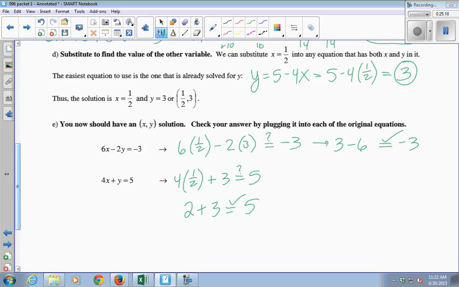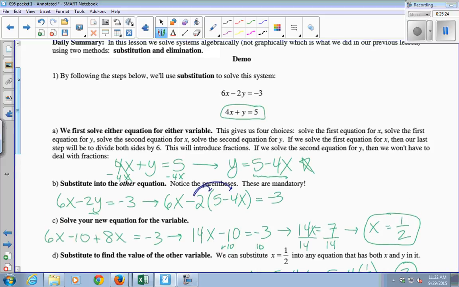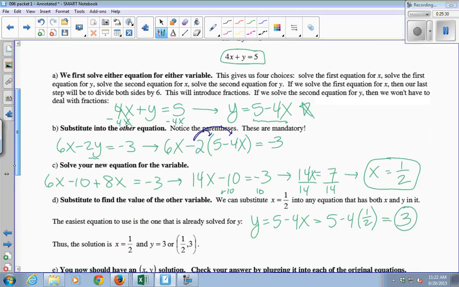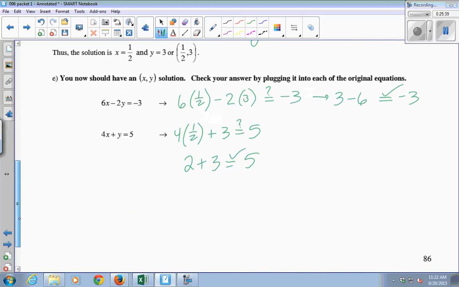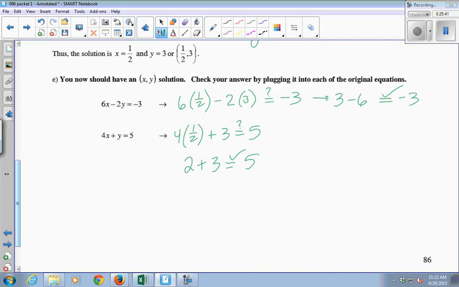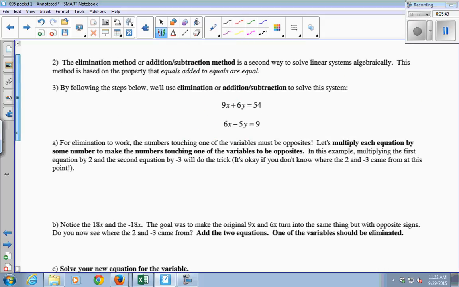So that's called the substitution method. To summarize, you start with 2 equations and 2 unknowns. Pick one of the equations and solve for one of the variables. And then you substitute that expression into the other equation and solve. So you will definitely have more of these to practice with in a few minutes.